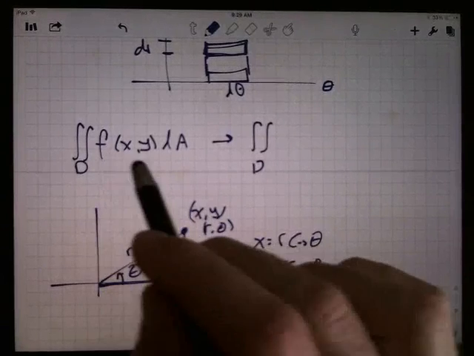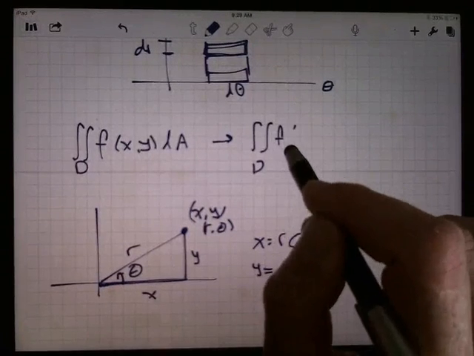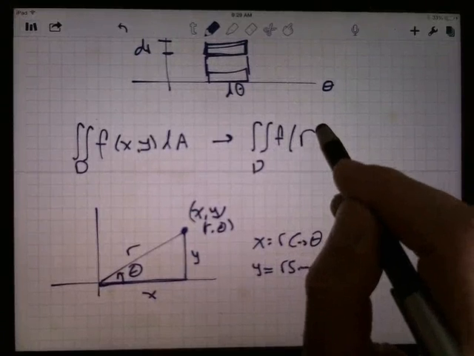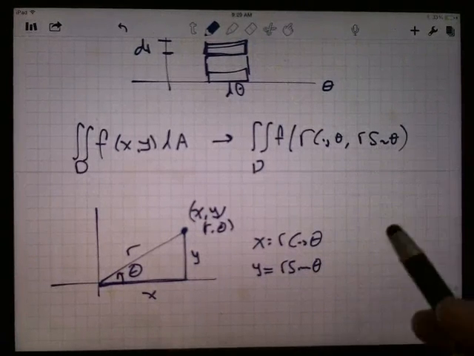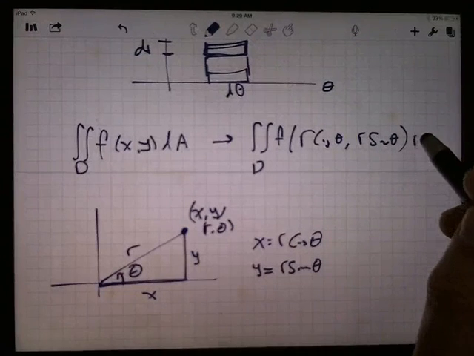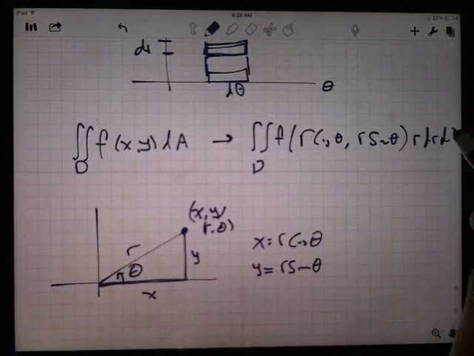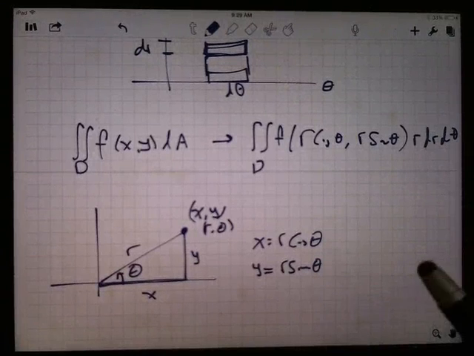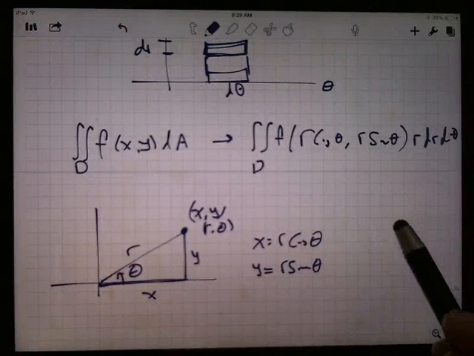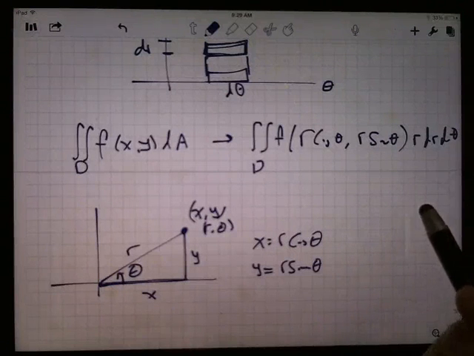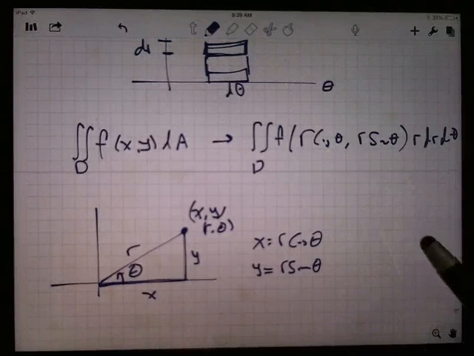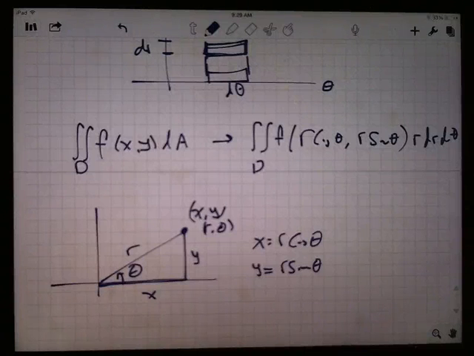So when I'm converting this, this is f of x comma y. Well, x is r cos theta, and y is r sine theta. And then dA is r dr d theta. Could be dr d theta or d theta dr. Usually, because we generally write polar functions where we have r as a function of theta, not theta as a function of r, people see it easier with that as dr d theta.